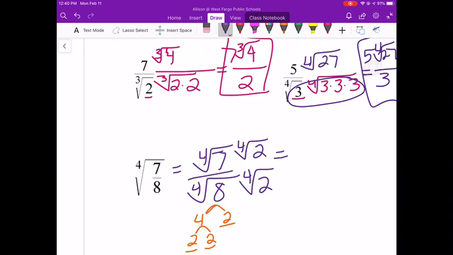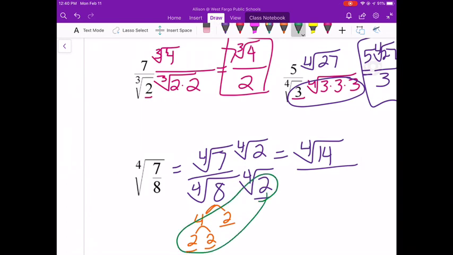So now on the top, I have a fourth root times a fourth root. So your answer is a fourth root, and 7 times 2 is 14. On the bottom, you have 4 2s, so you can take out the group of 2s, and so the fourth root of 16 is just 2 on the bottom.